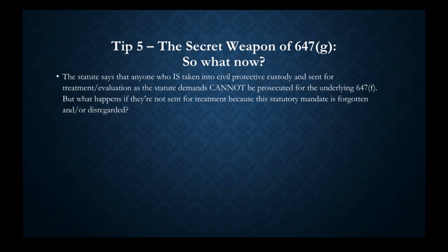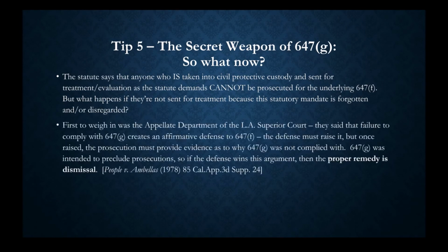So it says anyone who is taken into civil protective custody can't be prosecuted, but what happens if they aren't taken into civil protective custody because no one knows this exists and cops have no idea that they're supposedly required to do this? So the first to talk about this was LA Superior Court. They said that if you fail to comply, that creates an affirmative defense. The defense has to raise it, but once the defense is raised, the prosecution has to provide evidence as to why you didn't comply with G. And G says that its whole purpose is to preclude prosecution.